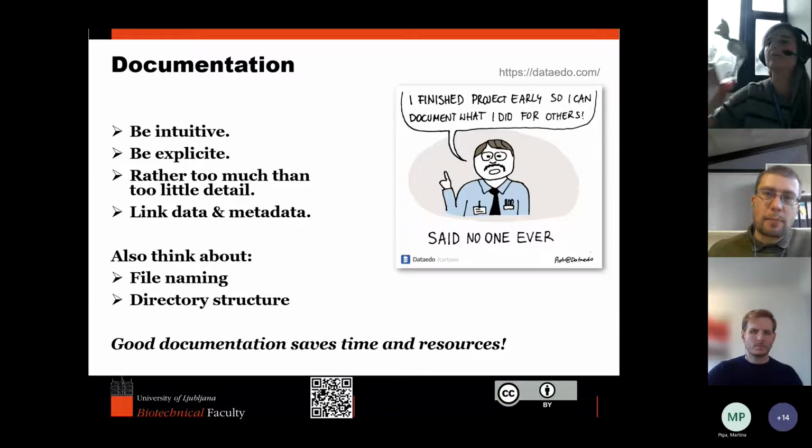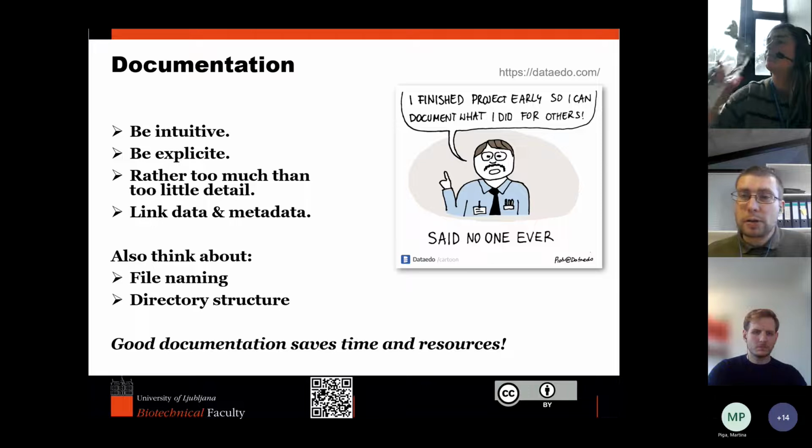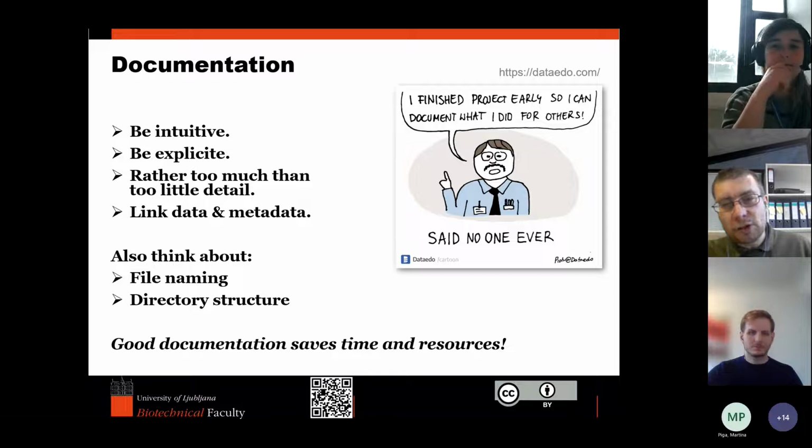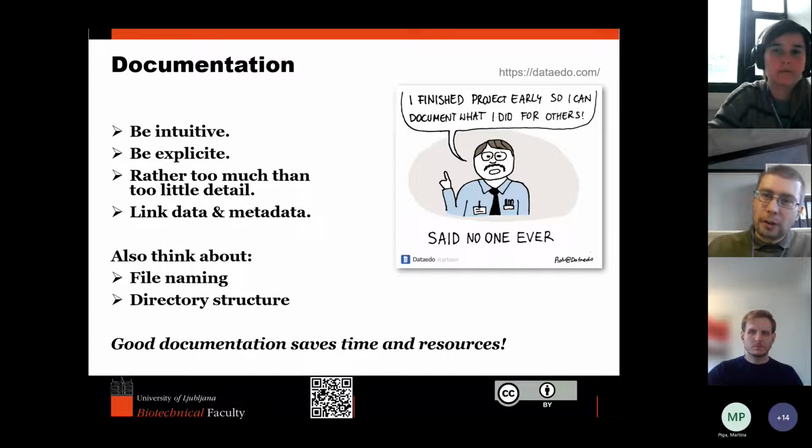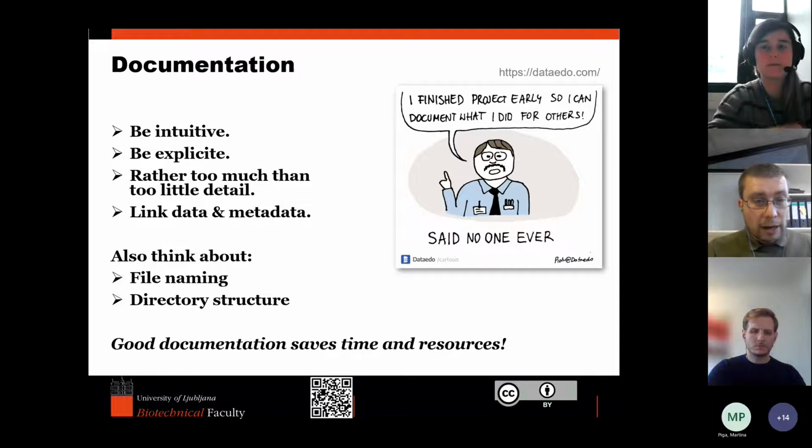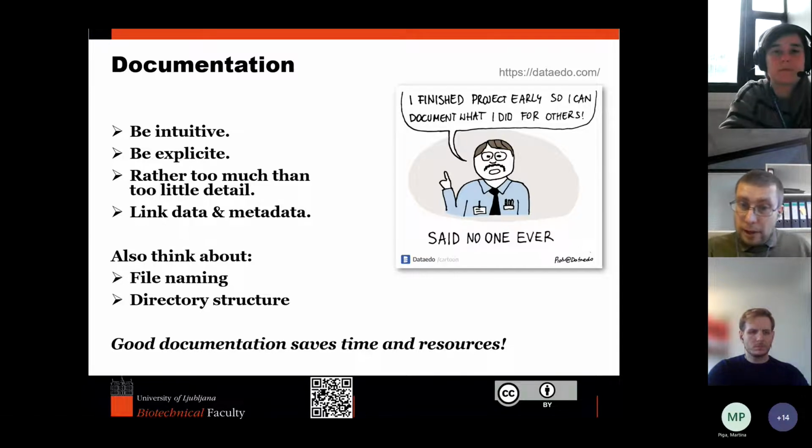And yeah, it's really like the comic shows. Nobody is really taking time after some project is finished to then sit down and start documenting all the things, all the data sets that were created through an entire project. But really, documentation starts in the very beginning. And if I do it from the beginning in a good way, then it saves time already then, but a lot of time and resources, particularly later on when I'm using and reusing the data. So documentation, that's something very important to consider.